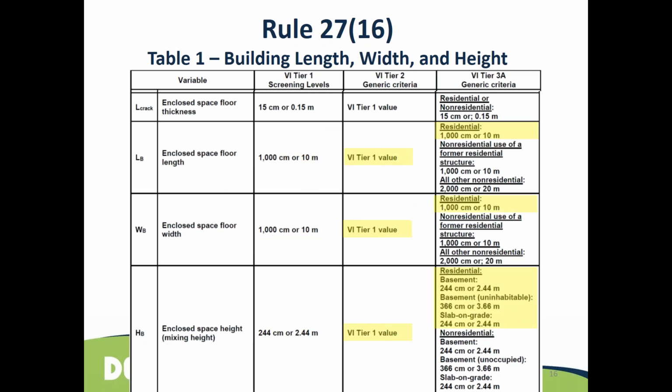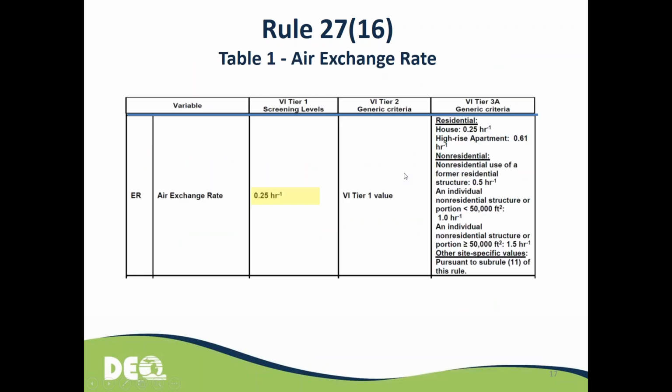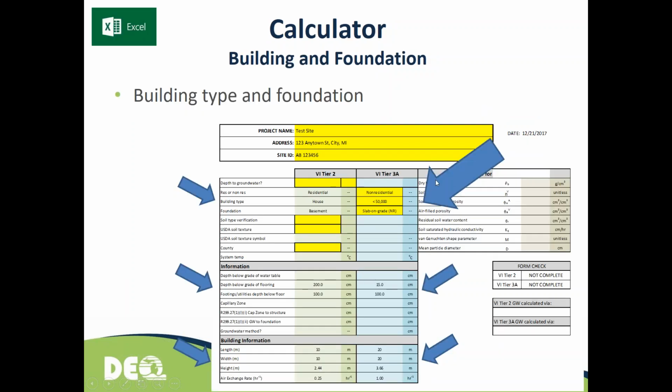The same thing happens when we look at building length and width as we go through it. The VI tier 2 gets their value similar to that of the VI tier 1, but when we go to the VI tier 3A, we can look at modifying those to match non-residential uses if that's what we're looking for. The air exchange rate is the same. You would notice that the high-rise apartment, if we selected that, we would have a different air exchange rate based on the information that we have. When we look at non-residential uses, we would also get different air exchange rates depending on what we select as the building type. So it's already set up in the rules to do that.